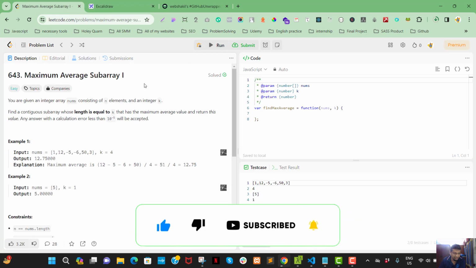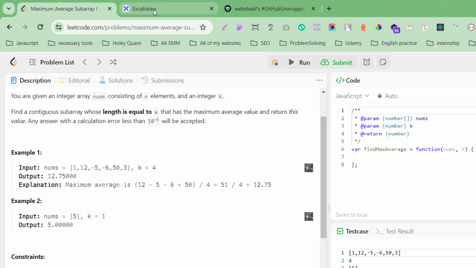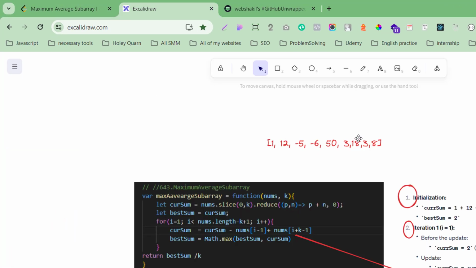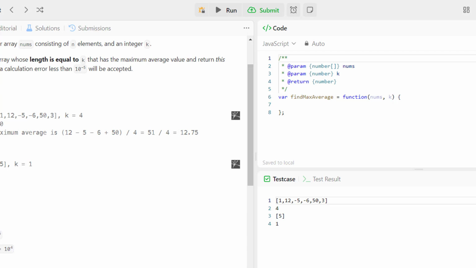So today we are going to solve this problem. This is maximum average subarray. What the problem is saying, you need to understand first. It's saying that there is a given array and you have to find the contiguous subarray.